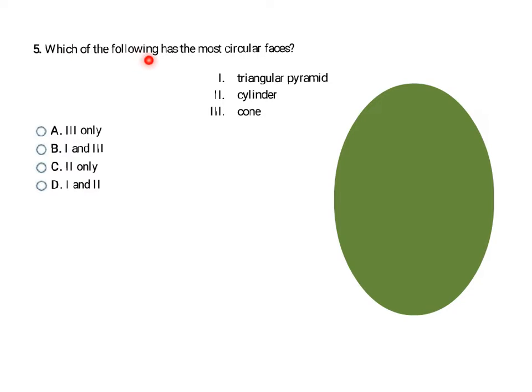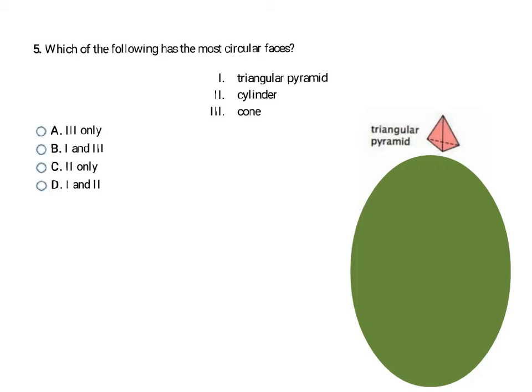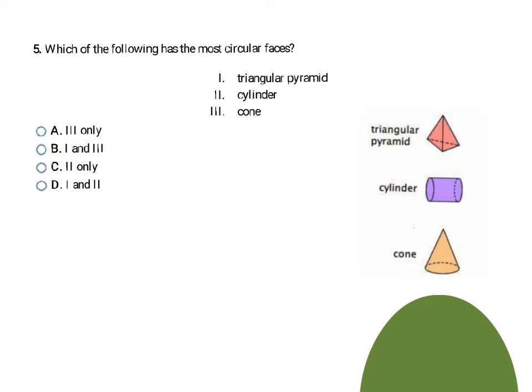So this one asks which of the following has the most circular faces. So here I need to know that a triangular pyramid is a triangle on the bottom as my base with 3 triangles coming off the sides meeting at a point, looking something like this. A cylinder is going to be 2 circles connected by a curved surface, looking something like this. And then a cone is going to be a circle on the bottom with a curved area meeting at a point looking something like this.